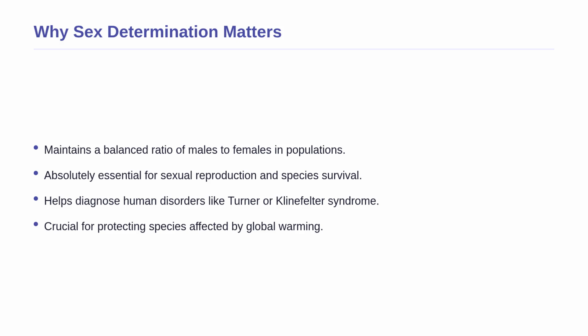Before we dive into the mathematics of these systems, we must ask, why does this concept matter so much in the grand scheme of biology? Without a reliable system for sex determination, species could not maintain a balanced ratio of males to females. This balance is absolutely essential for sexual reproduction and survival. In the real world, understanding these mechanisms allows doctors to diagnose and treat sex chromosome disorders in humans, such as Turner syndrome or Klinefelter syndrome.